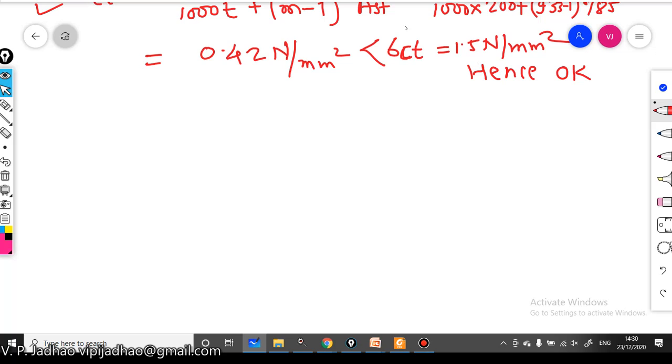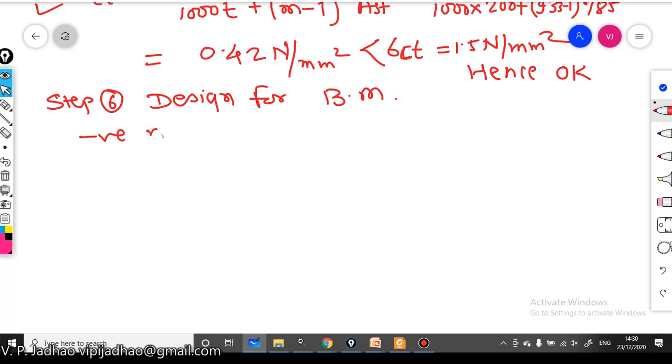Now next, we have to design the steel reinforcement for bending moment. So the next step, I think step number 6, is design for bending moment. We have already calculated the maximum negative bending moment. The negative maximum bending moment is equal to 7.5 kilonewton meter.